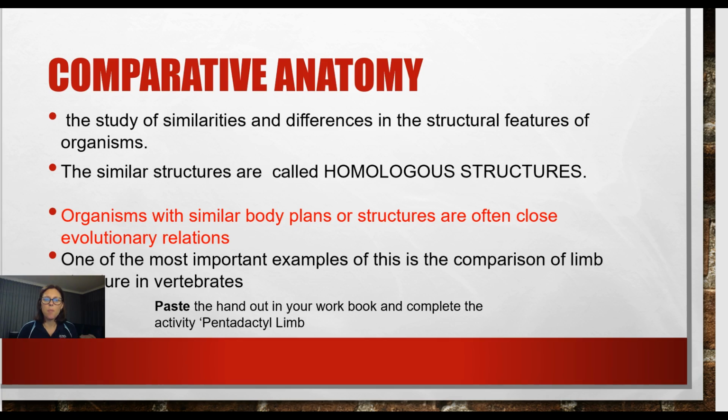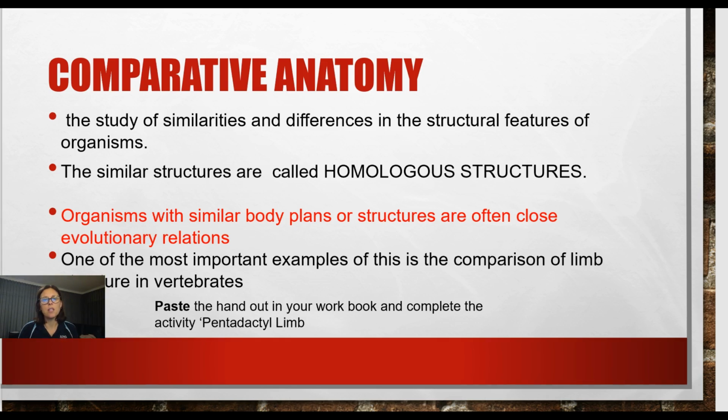So another type of evidence for evolution is comparative anatomy, so looking at similar anatomical structures. Now we're looking at structural features of the organisms, and that's called our homologous structures. Organisms that have similar structures often have close evolutionary links and therefore similar relations in the past as well. Now, one of those is the pentadactyl limb.